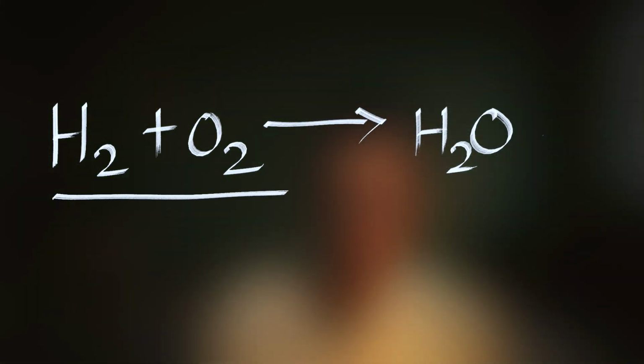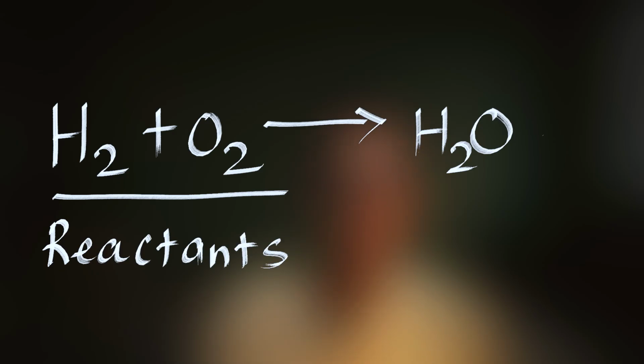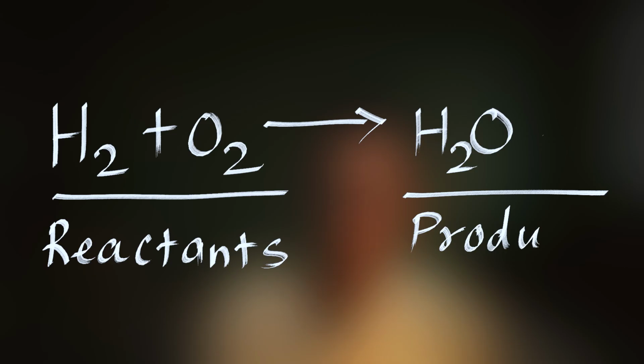On the left hand side, we know that we write reactants. Again, what are reactants? Reactants are those substances which undergo chemical change. And on the right hand side, we write products. Products are new substances formed during a chemical reaction. If there is more than one reactant or more than one product, what do we do? We put a plus sign in between, as you can see.